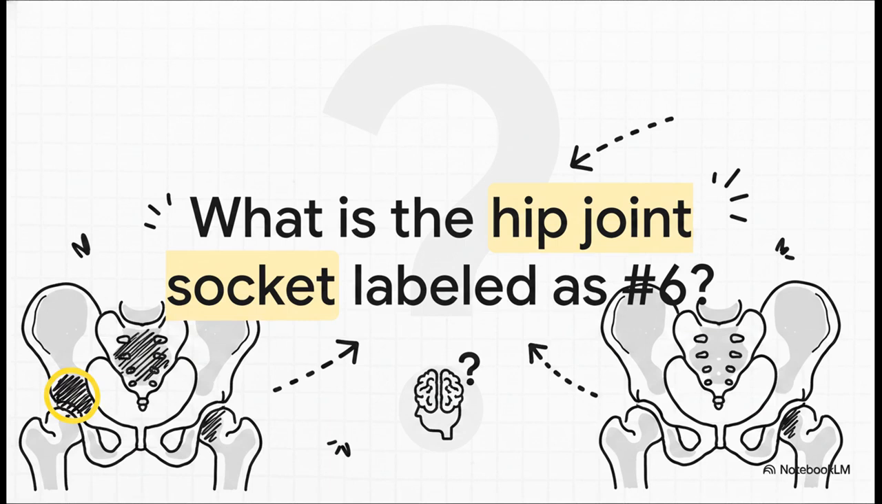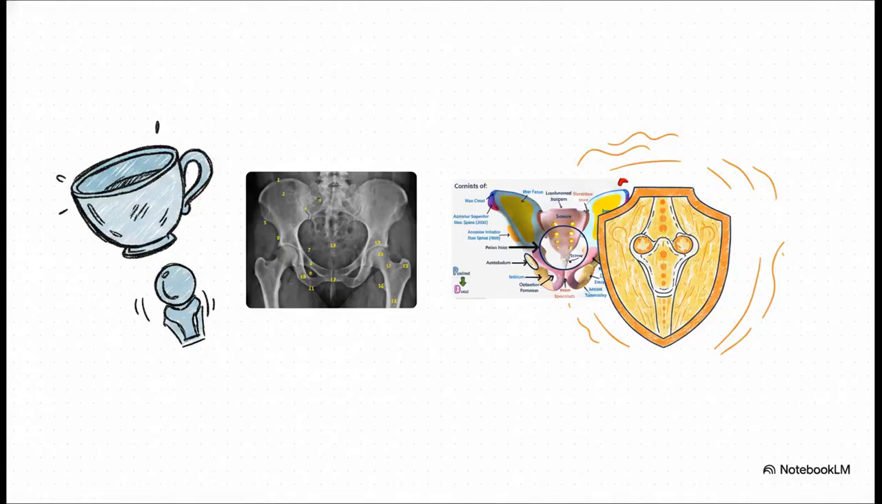Look at the structure marked with the number 6. This is the actual socket of that classic ball and socket hip joint. Any idea what we call it? That is the acetabulum. Fun fact, its name comes from the Latin word for little vinegar cup, which is just a perfect description of its shape, right?